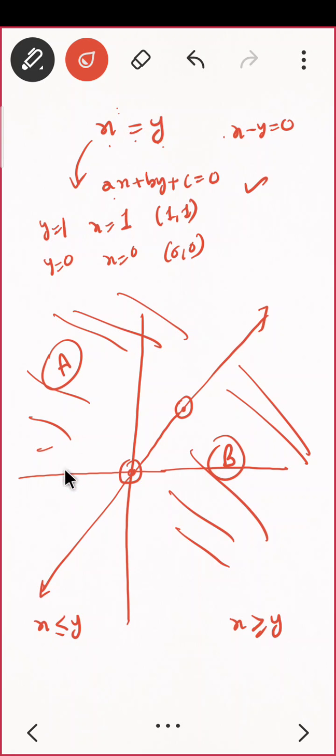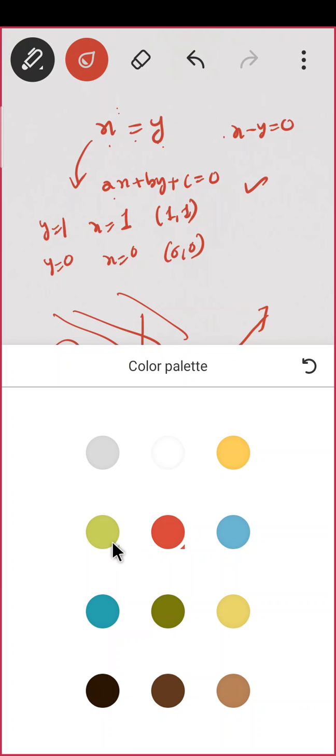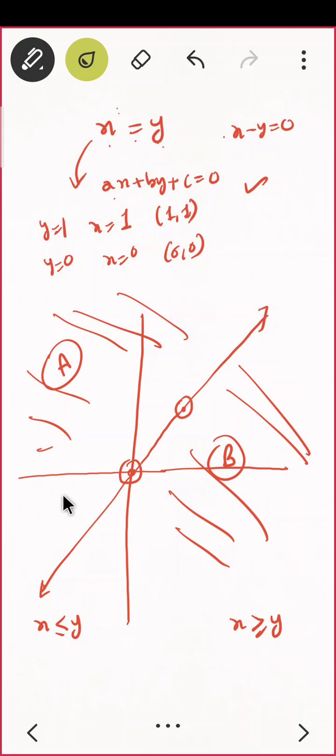So I will choose one point. The best point would be on the axis. If my point is on the axis, suppose I choose a point here. What will be the coordinate of this point? Suppose you can assume it as minus 2 comma 0. Earlier I was putting origin, but in our case origin is already there on the line, so I cannot choose origin to decide whether the region is this side or that side, correct?